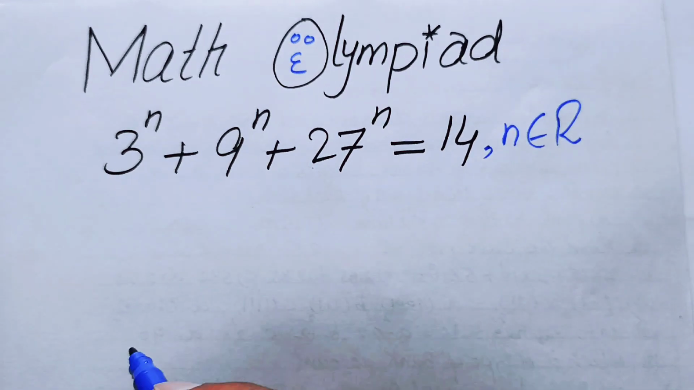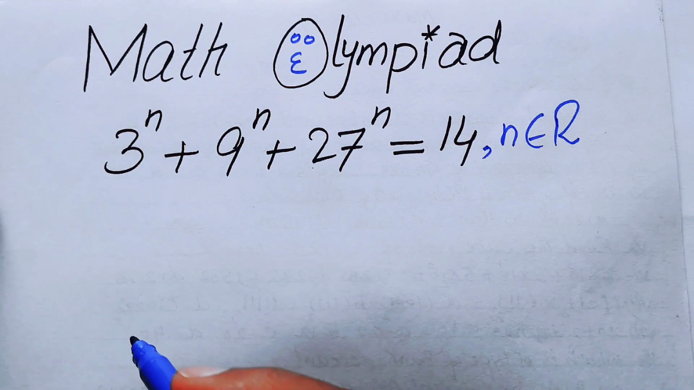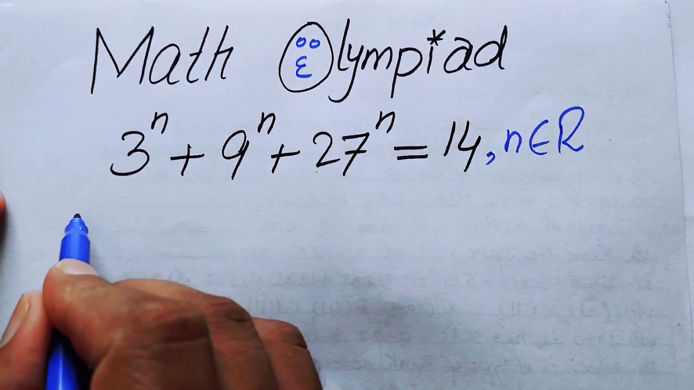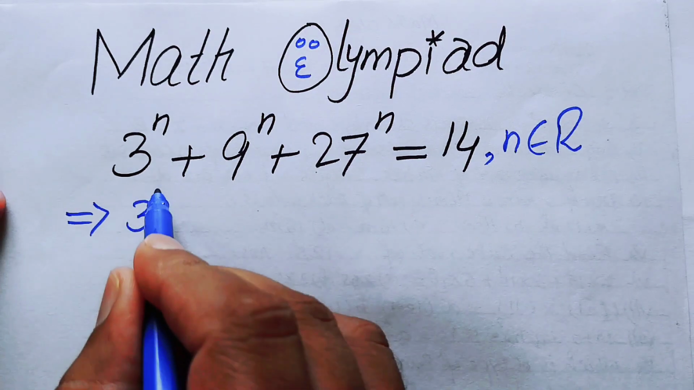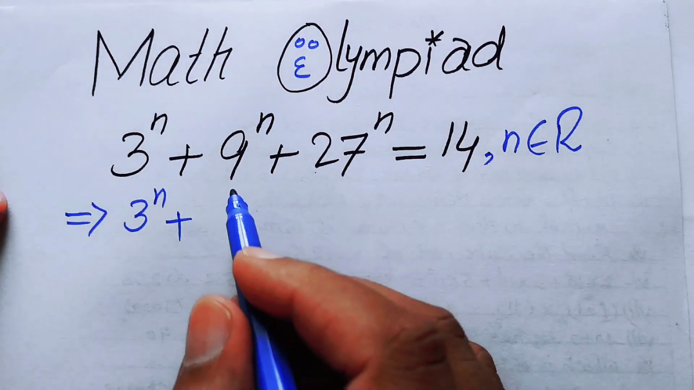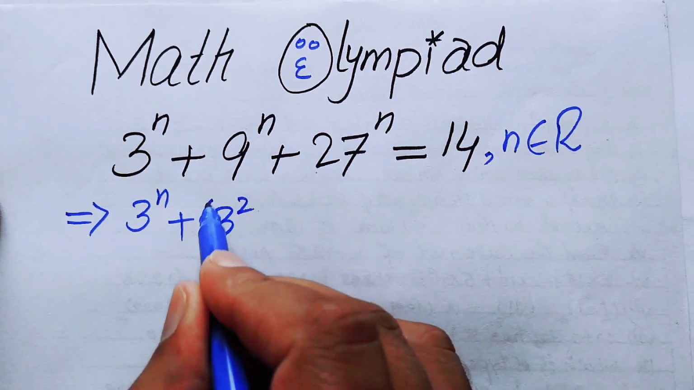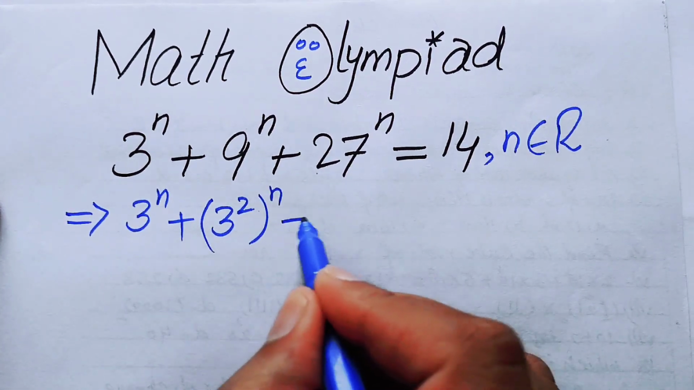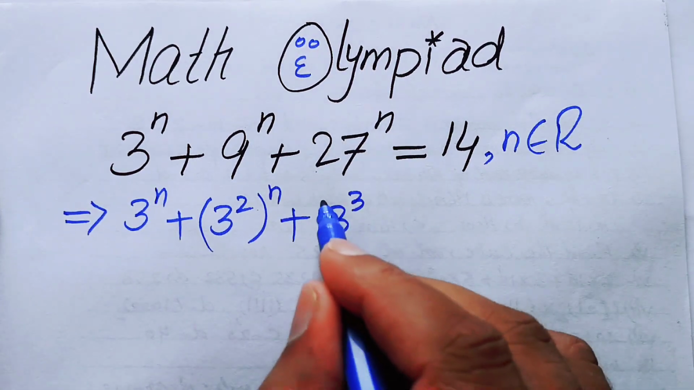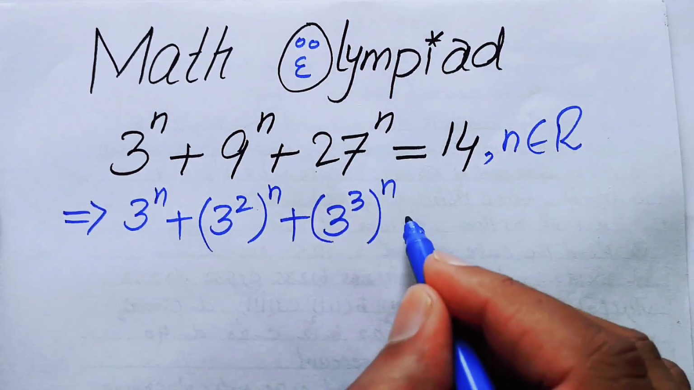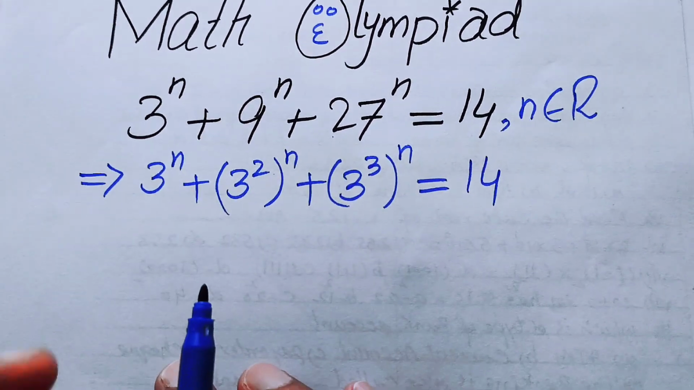So the very first thing we are going to do is rewrite this equation. Here we have 3 to the power of n, I can write it as it is, and we have 9, which we will write as 3 squared and its whole power n, plus we will write this 27 as 3 cubed and its whole power n, and this whole equation is equal to 14.